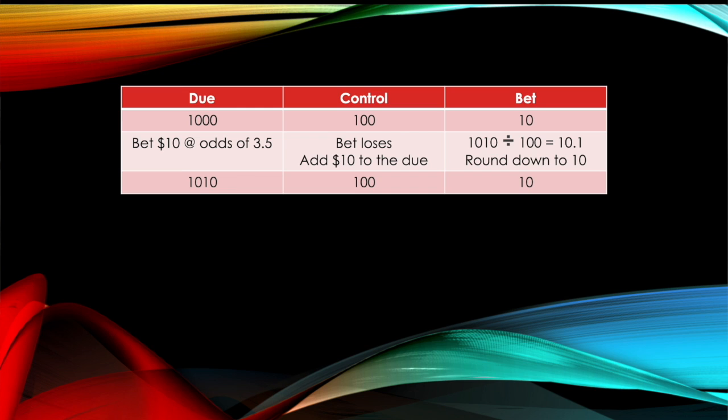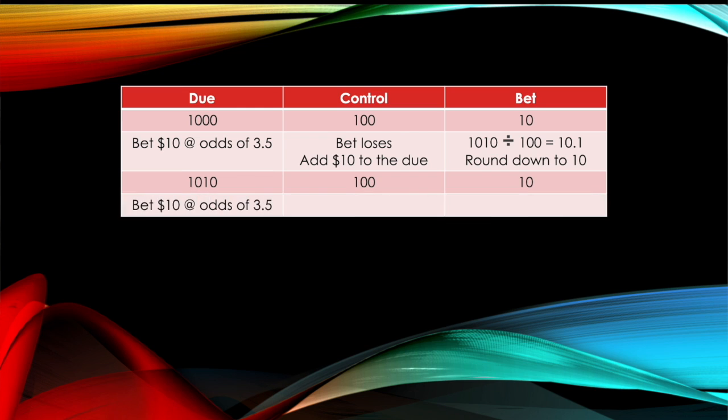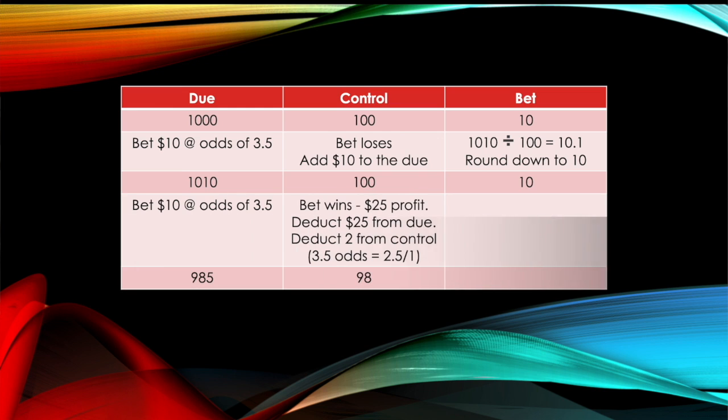So we've got this next bet again, it's $10. Again, let's say we get a selection that's odds of $3.50. Let's say this bet wins. We make $25 profit. So we deduct that $25 of profit from the due column, which brings it down to $985. And we deduct the odds from the control column, but we're only deducting 2.